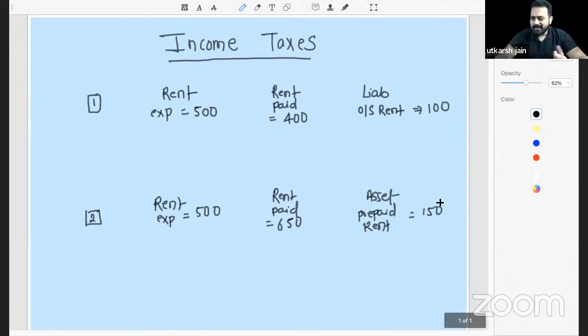इतना तो समझता ही है ना, right? This is an easy concept. If I paid less, it becomes a liability. If I paid more, it becomes an asset.